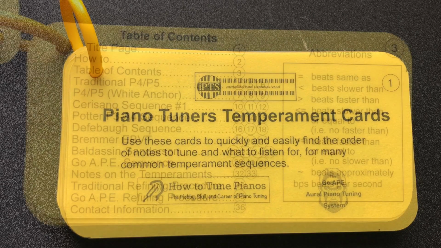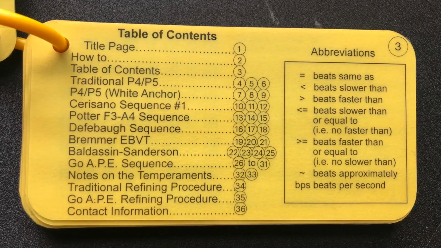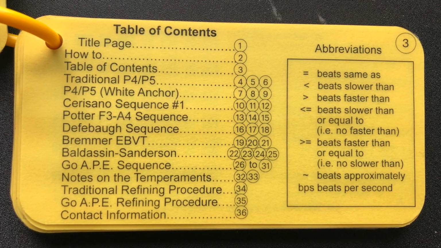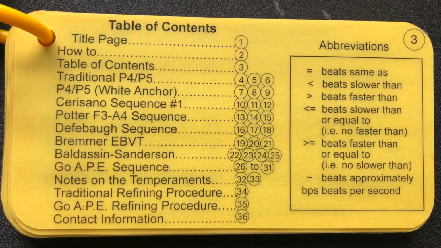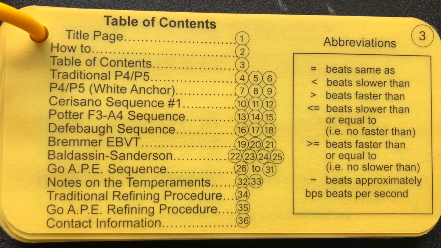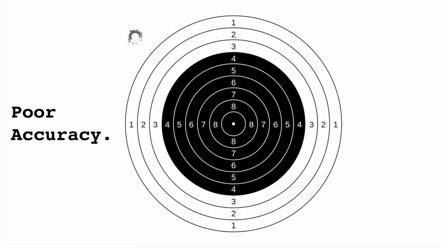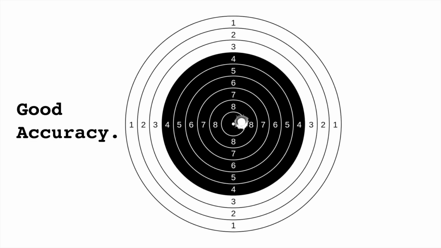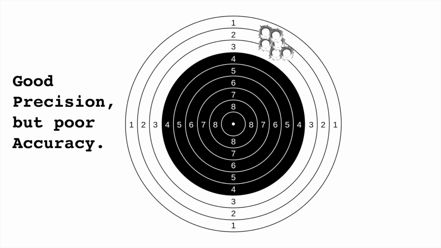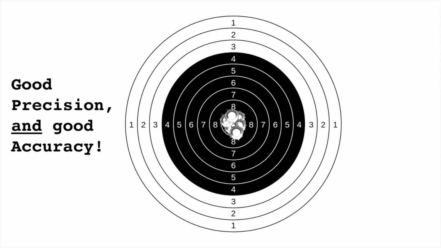Today, I'd like to present to you 8 different temperament sequences using the temperament cards I've produced and describe the pros and cons of each based on accuracy and precision. Now, accuracy and precision are sometimes confused, but I'd like to explain to you exactly what they are. Accuracy is the correctness of a pitch setting, where precision is the ability to reproduce that exact pitch multiple times.